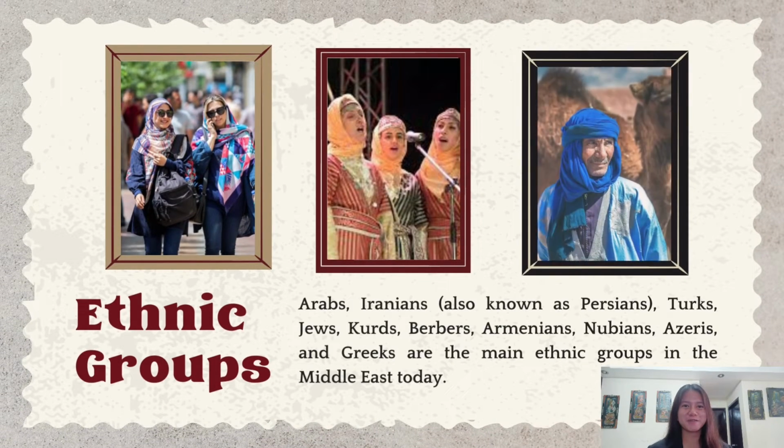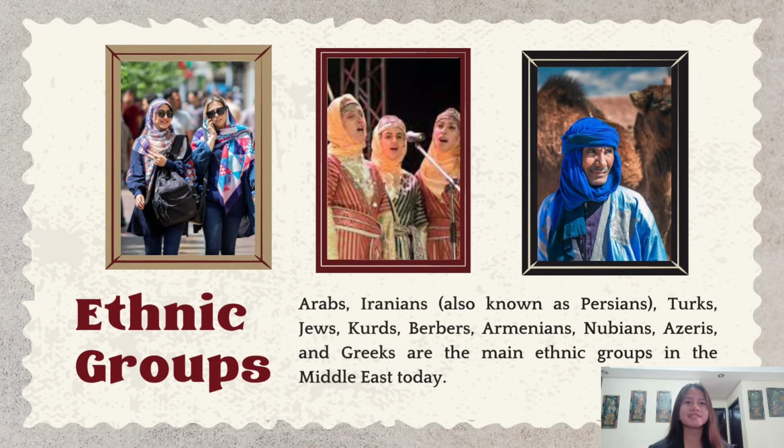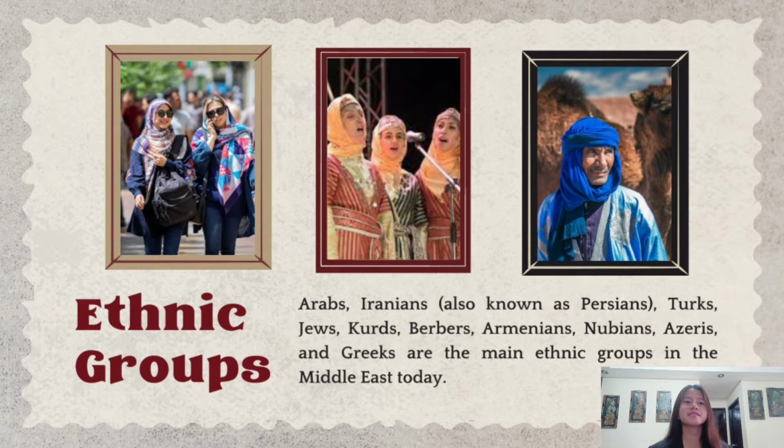For the ethnic groups, Arabs, Iranians who are also known as Persians, Turks, Jews, Kurds, Berbers, Armenians, Libyans, Azeris, and Greeks are the main ethnic groups in the Middle East as of today.